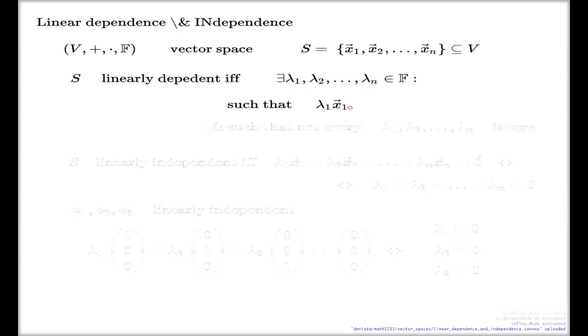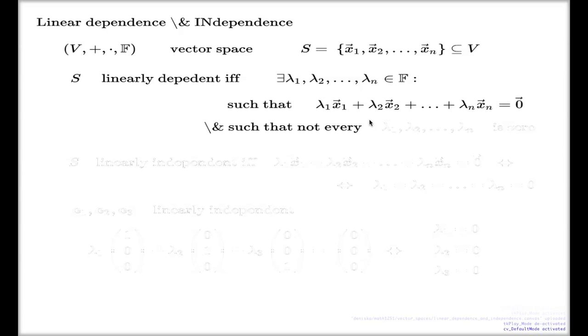if I combine my vectors with these scalars, if I build this linear combination, something we already met when we discussed span, then the result will be the zero vector. That's one condition which must be satisfied in order to call my set linearly dependent. And the second condition is that not every scalar in the sequence lambda 1, lambda 2, lambda n is zero.